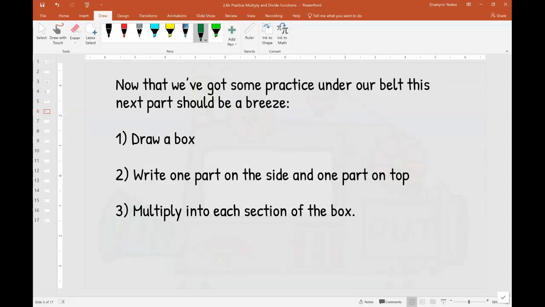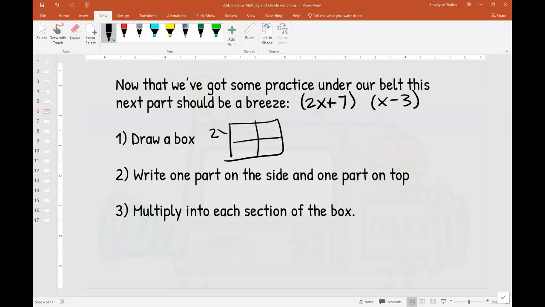All right, now that we've got some practice under our belts, this next part should be a breeze. So we're talking about multiplying 2 binomials. So let's say we've got 2x plus 7, and we're multiplying it by x minus 3. Our first thing is to draw a box. Then you write one part on the side, so 2x plus 7. It doesn't matter if it's on the side or the top. And then the other part on the top, x minus 3.